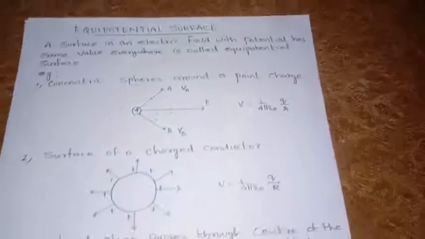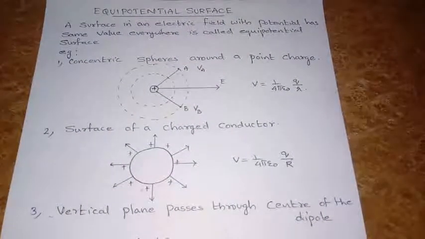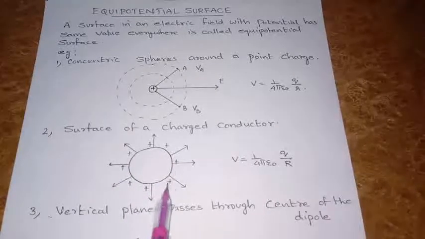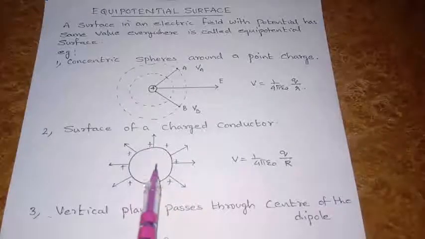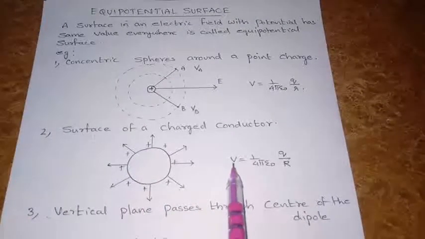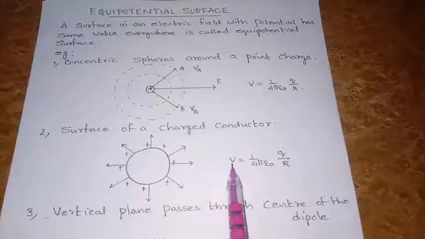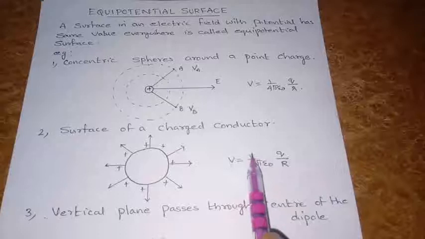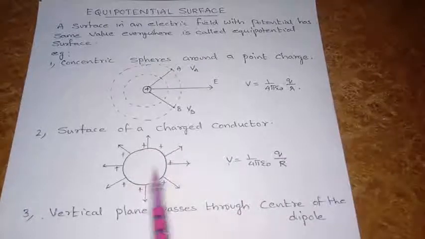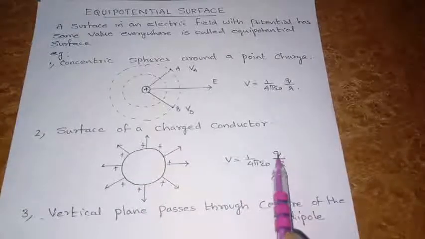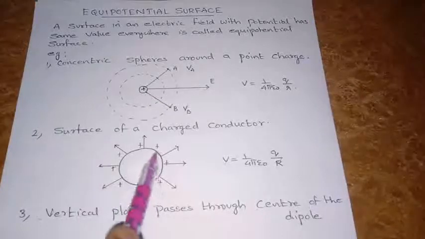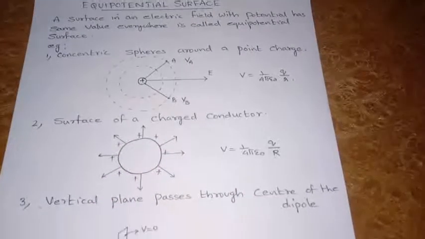Now the second one is the surface of a charged conductor. Let us consider a spherical conductor which is charged. We already studied the charge will reside on the surface only, and this surface also is an example for equipotential surface. We will be proving that the potential due to the charged conductor at any point on the surface, V is equal to 1 by 4 pi epsilon 0 Q by R. Q is the total charge given on the surface and R is the radius of the surface. Therefore, since Q and R remain same, everywhere on the surface electric potential remains same. So the surface of a charged conductor is an example for equipotential surface.